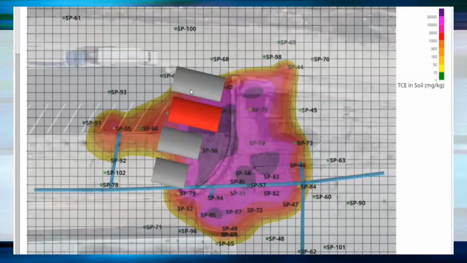So first, the 3D model. Here's our footprint of the TCE impacts, and those 4 rectangles are essentially above ground storage tanks that used to be at the site, and that red tank was the offending tank that held the metal degreaser, the TCE.